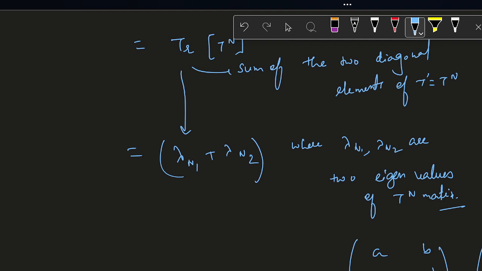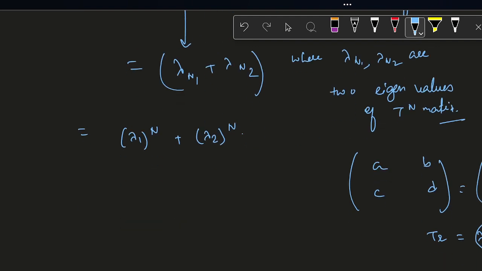So that will be lambda 1 to the power n and lambda 2 to the power n. So once you know that, you can write it down like lambda 1 to the power of n plus lambda 2 to the power n. So this is the rule: if you have the main matrix's eigenvalues known to you, then you can take any power of the matrix, and the eigenvalues of the new matrix will just be the same power raised on the known eigenvalues of the initial matrix.